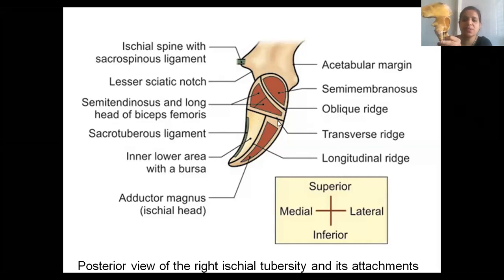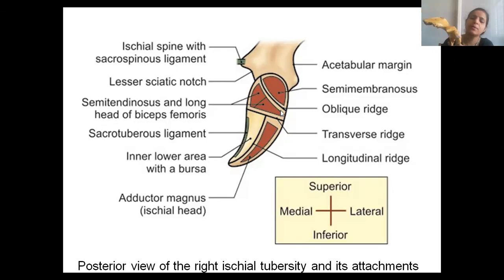Above the transverse ridge, we have one oblique ridge. You can see this is the oblique ridge. This is our ischial spine. This is the greater sciatic notch. Below this is the lesser sciatic notch. We are finding there is one oblique line here, or oblique ridge.